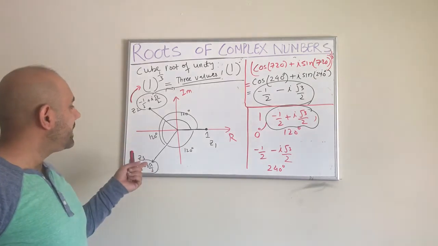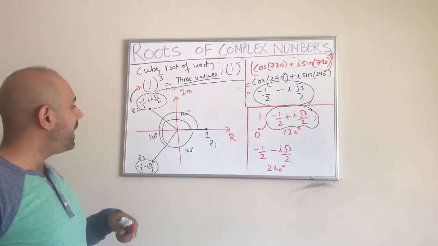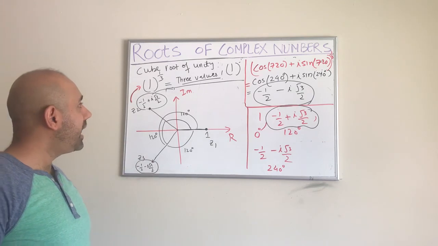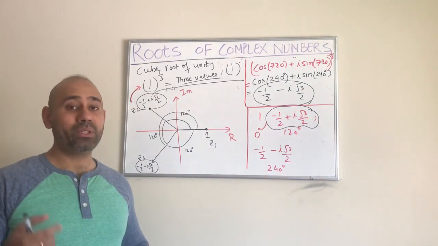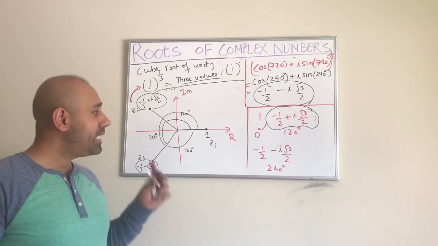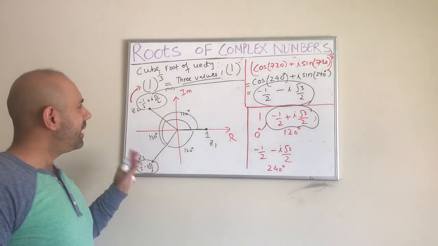Guys, in this case it was just finding 3 of them, and it was not too complicated to do that. It's a very classical example. This is where everybody likes to start when they start talking about the roots of a complex number. So guys, try to understand this step by step.